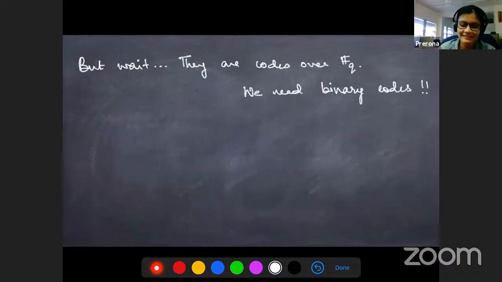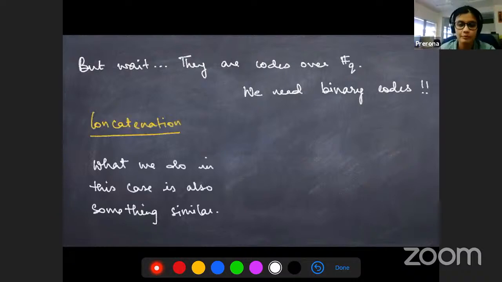The only problem is that the codes are over FQ. We've seen Reed-Solomon codes, with very large, nice distance, but they are over FQ. So the only thing we need to do is convert them to binary codes. And that is something we'll do very similar to what we just did. That process is called concatenation.